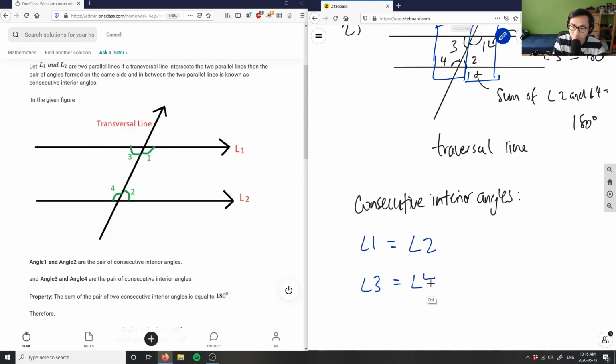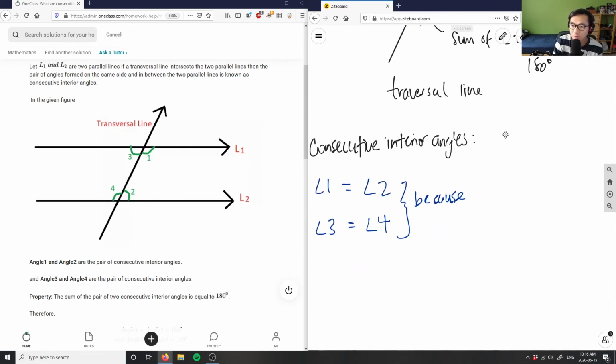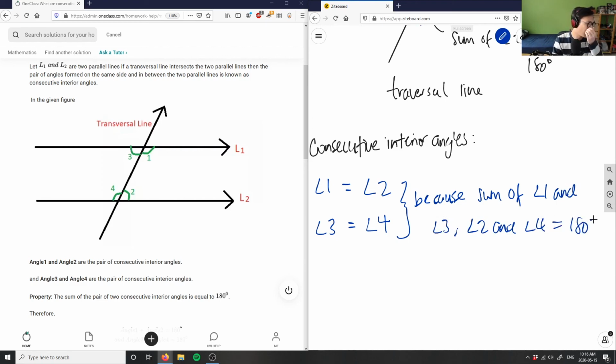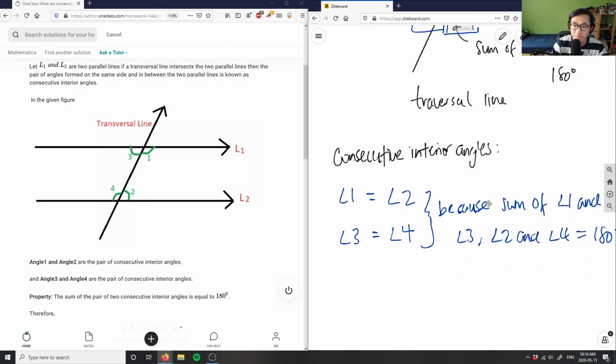And this here is because the sum of angle 1 and angle 3, and angle 2 and angle 4, equals 180 degrees based off this property here. So this is the correct solution for this problem here, and this is the definition for consecutive interior angles.